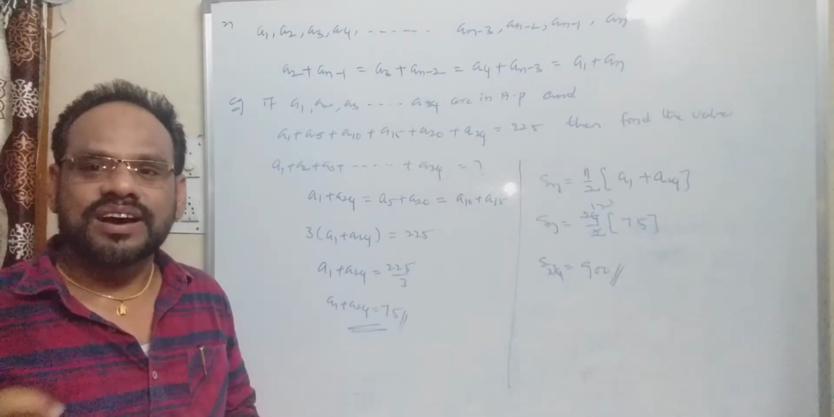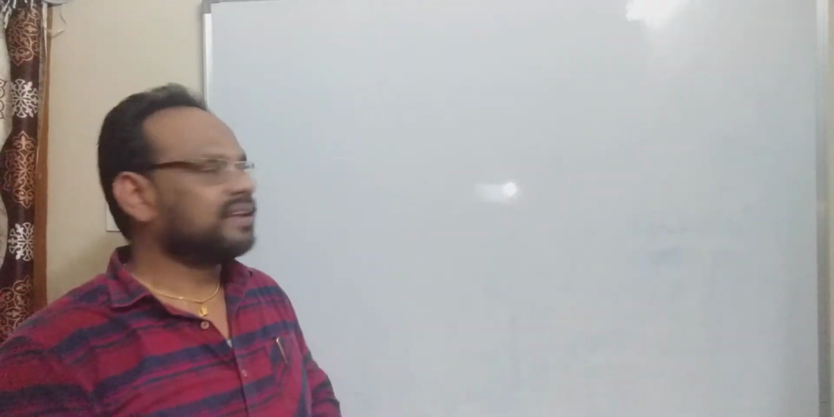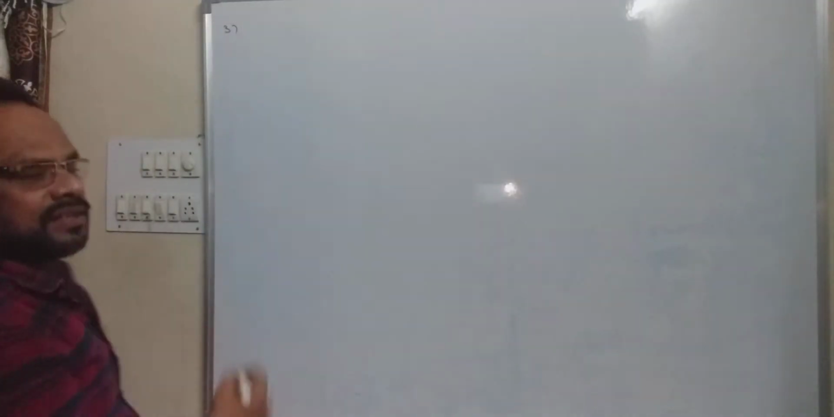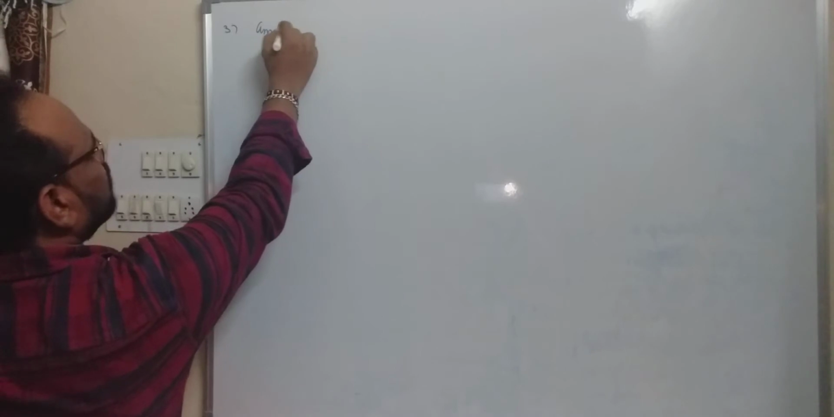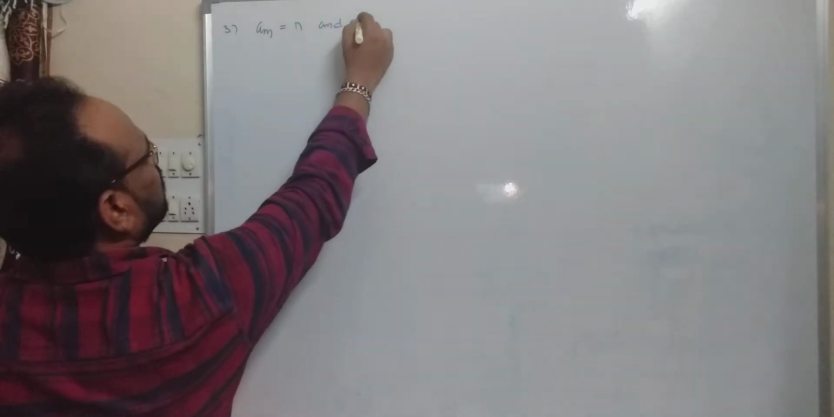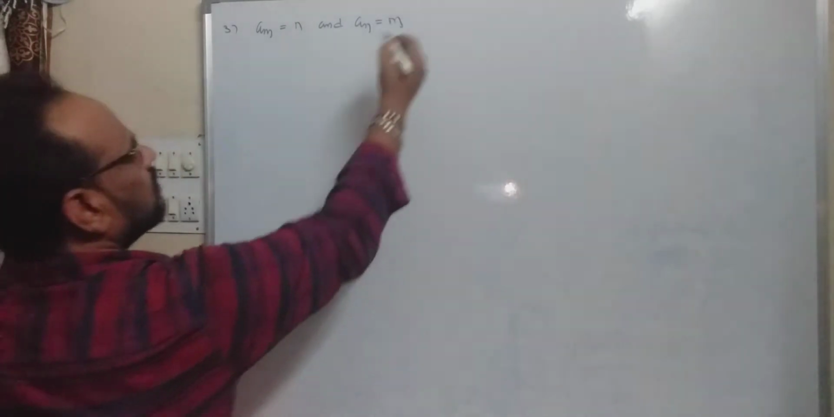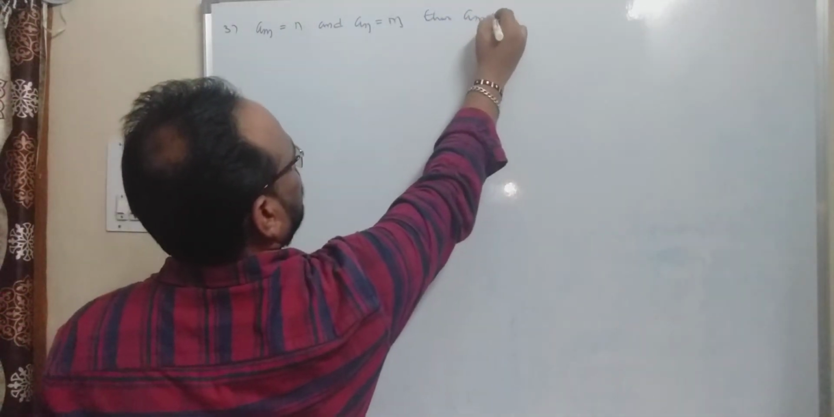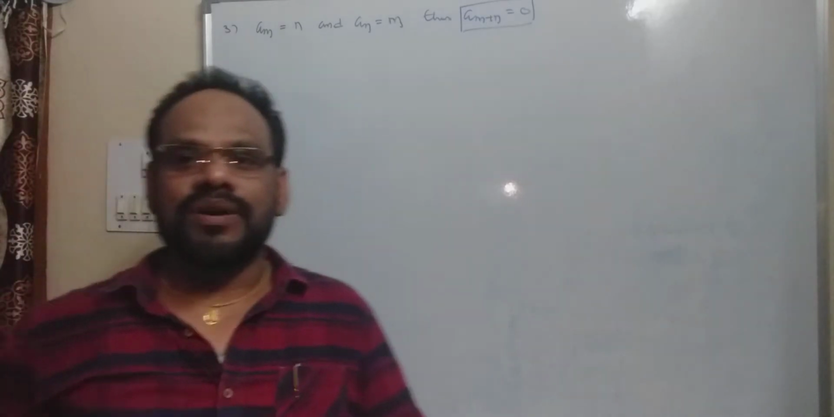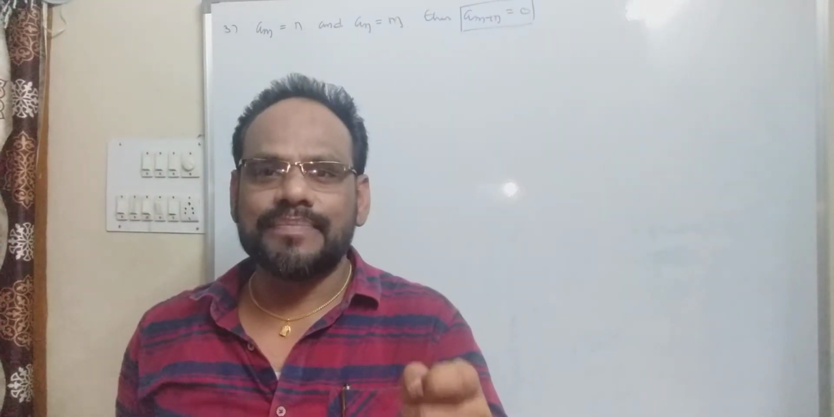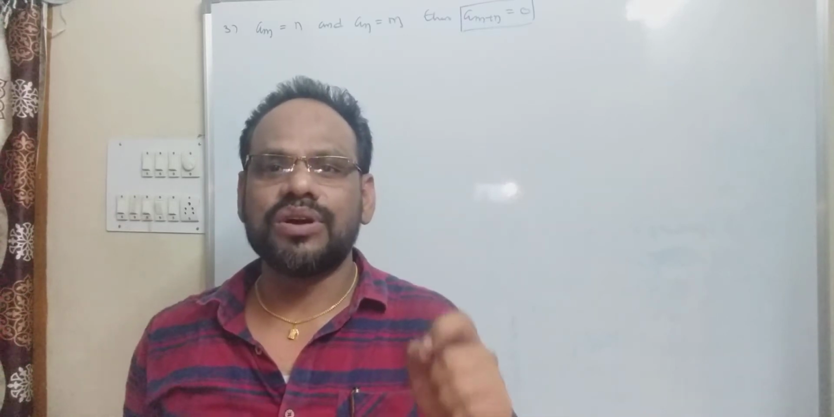Next, third property. If the mth term of an arithmetic progression is n and its nth term is m, then the (m plus n)th term is 0. That means if the mth term of an arithmetic progression is n and its nth term is m, then a(m plus n) is always 0. Very, very important property.